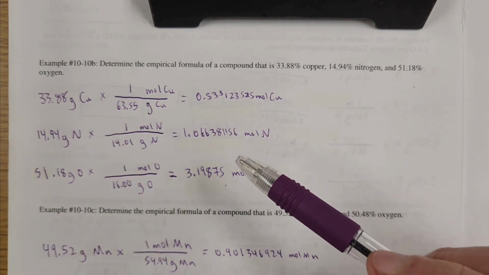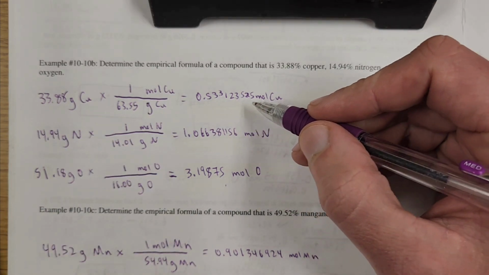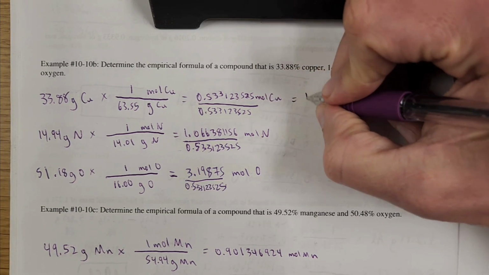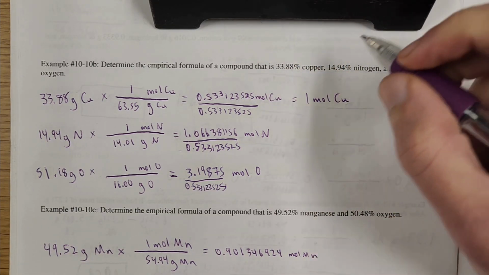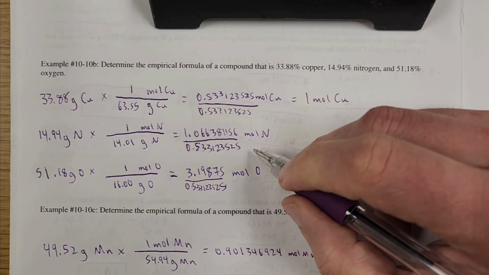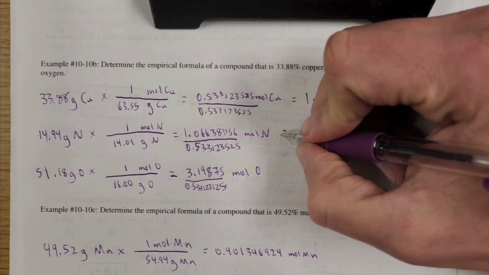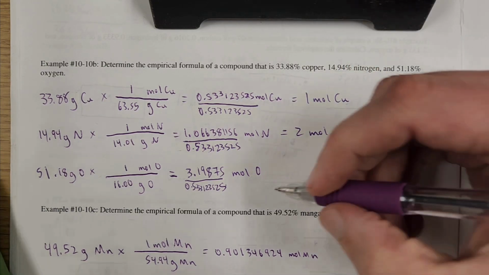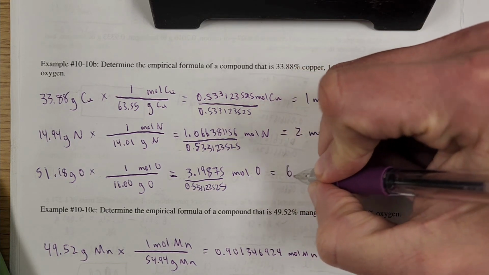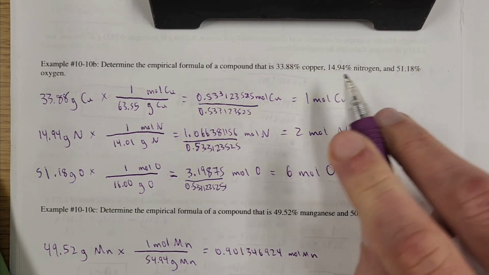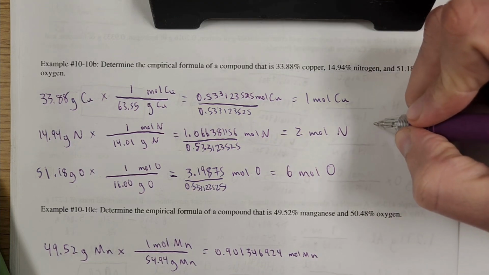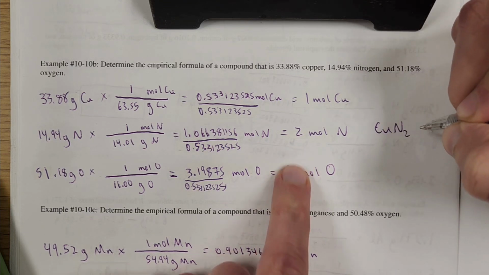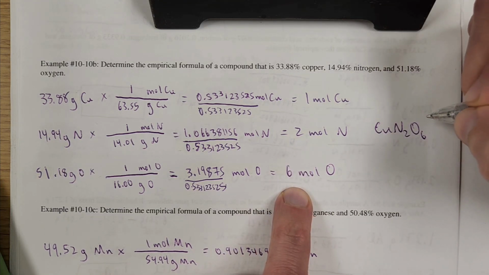And we're going to divide by the smallest one. So this is the smallest one, so we divide all of them by that. If you divide this by itself, it's just going to be 1 mole of copper. Then this one comes out to about 2 moles of nitrogen. And this one, if you divide these, comes out to roughly 6 moles of oxygen. So we're going to go in the order presented, which means the formula will be presented as 1 copper, 2 nitrogen, and 6 oxygens, like that.